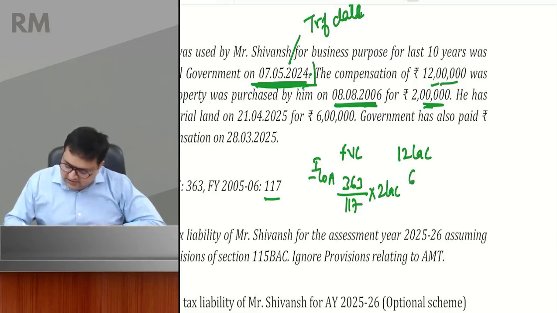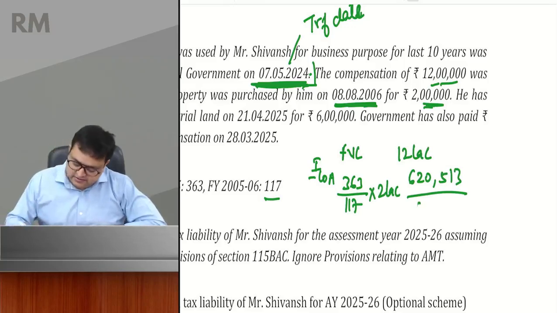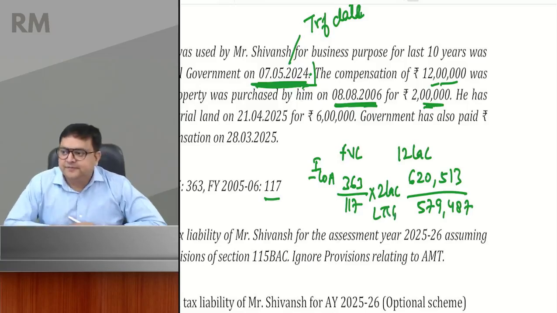So 6 lakh 20,000. 513 you can take. So 5 lakh 79,487. This is my long-term capital gain coming. Correct?